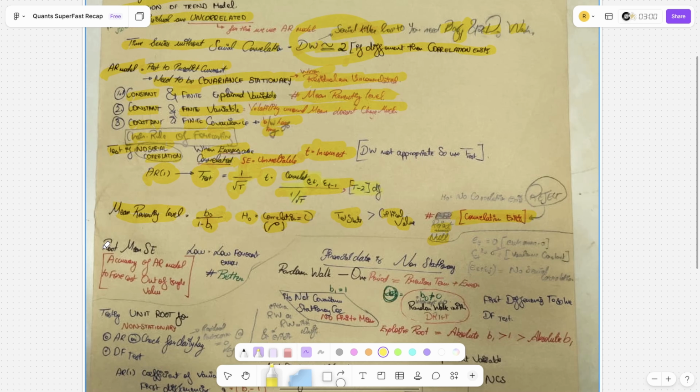Then comes the root mean squared error. Root mean squared error measures the accuracy of the AR model's forecast of out-of-sample values. A low root mean squared error means that it has low forecasting error, meaning that it is a better model.